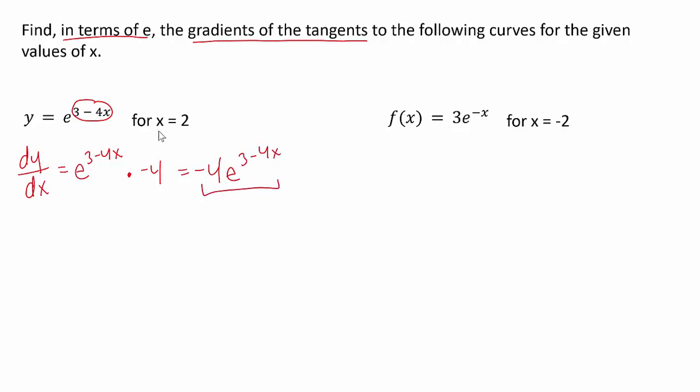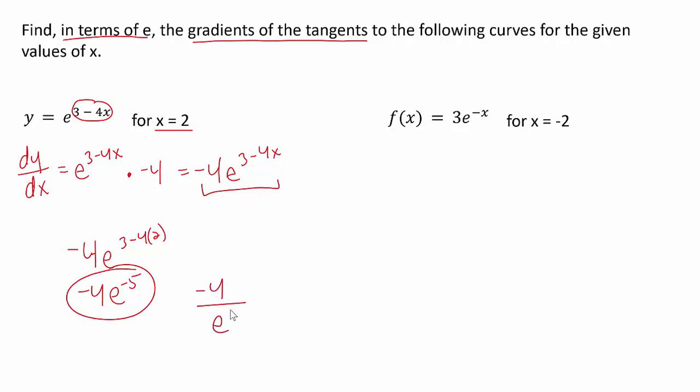I want to find the value of the slope of the tangent at x equals 2. So I'm just going to take that and I'm going to plug in 2 and simplify that. This is going to be 3 minus 8, which is going to be negative 5. And that's my answer. You could also write it as negative 4 over e to the 5th. Either one is correct. Okay? All right, take a minute and try this next problem.